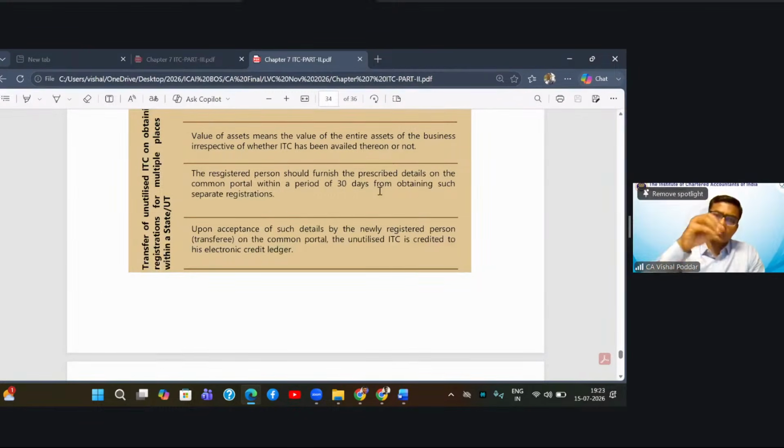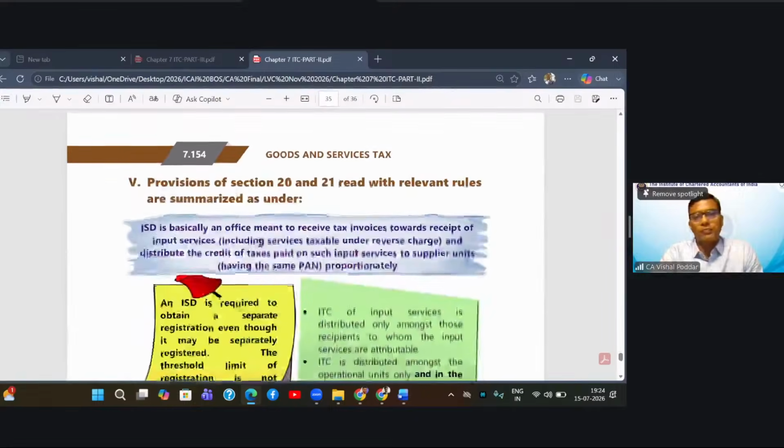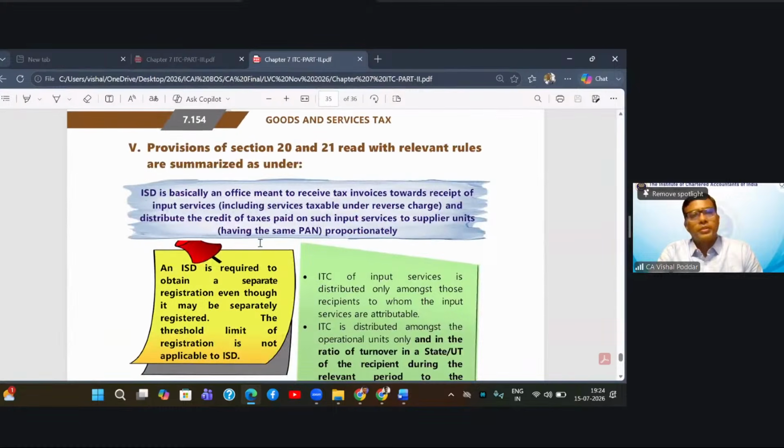Now, once the transferor files this, it will start appearing on the portal of the transferee, that is the new registered branch. So that new branch has to do acceptance. And on acceptance, when they accept, my credit ledger balance will shift to the new branch. So students, this is all about the ITC.